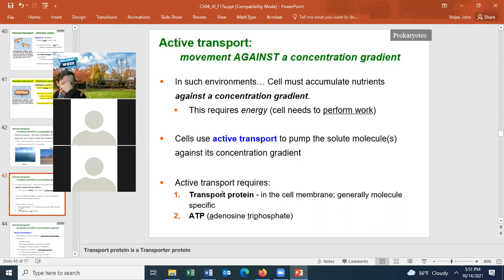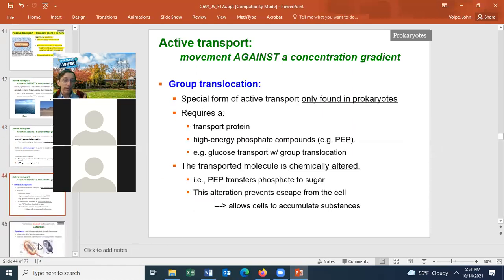All right, the active transport is going to require energy to move the solute molecule against its concentration gradient. And that energy is going to come from ATP, adenosine triphosphate. Any questions about any of that? Any questions about active transport?